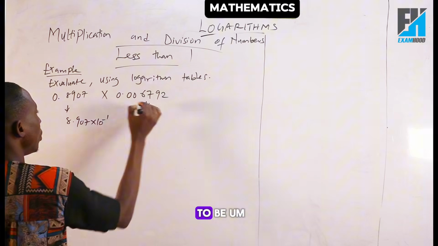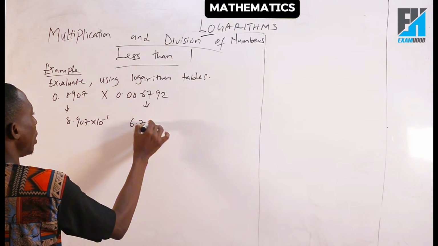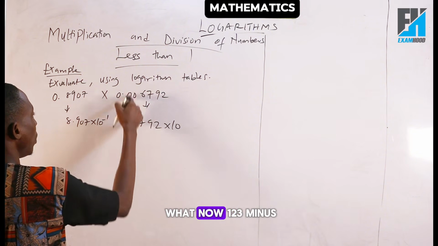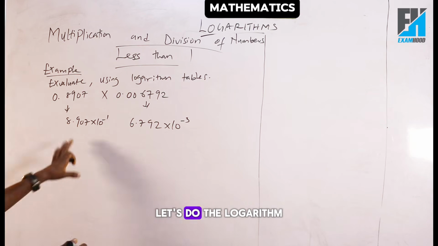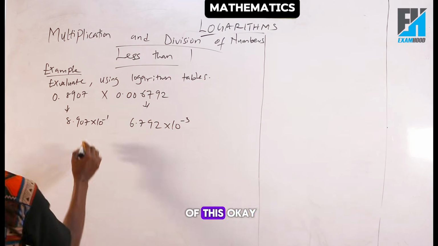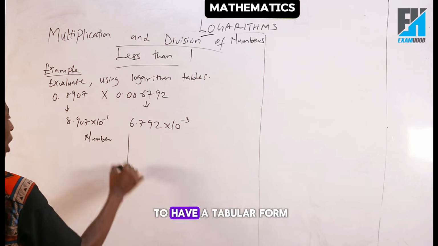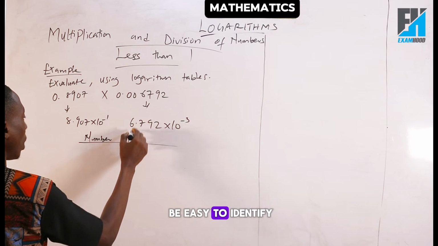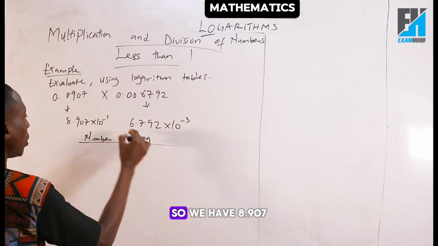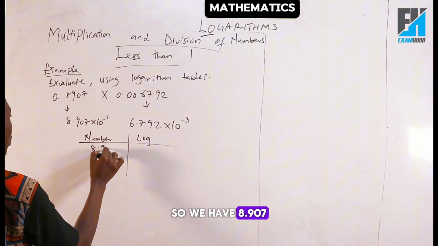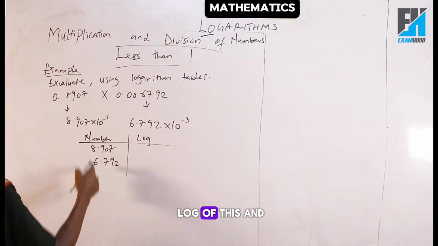Then we have this to be 6.792 times 10 raised to the power, now 1, 2, 3, minus 3. Do you get that? Alright, let's do the logarithm of this and then of this. I just have a tabular form so that it should be easy to identify and clearer to understand. Log, so we have 8.907, right? And then we have 6.792. So what is the log of this and what is the log of this?